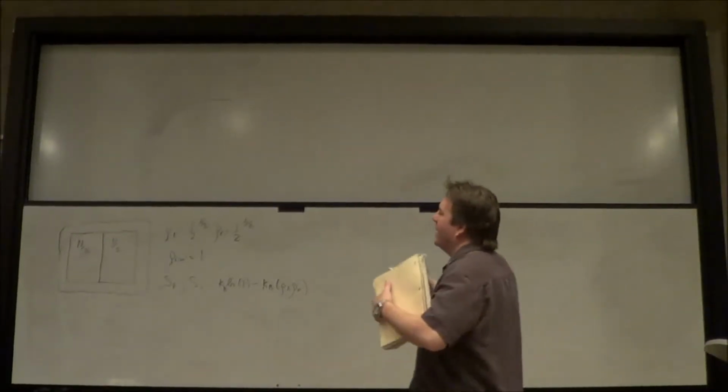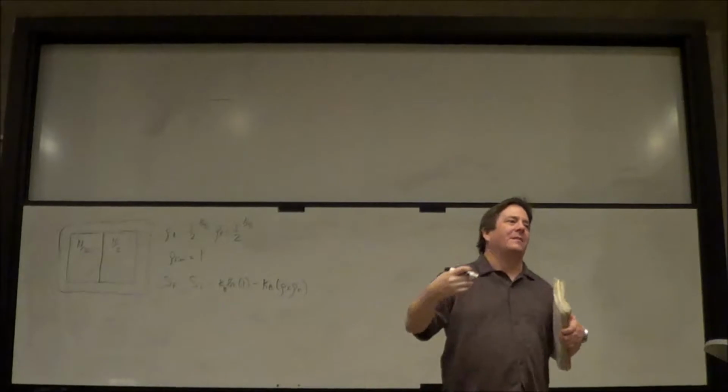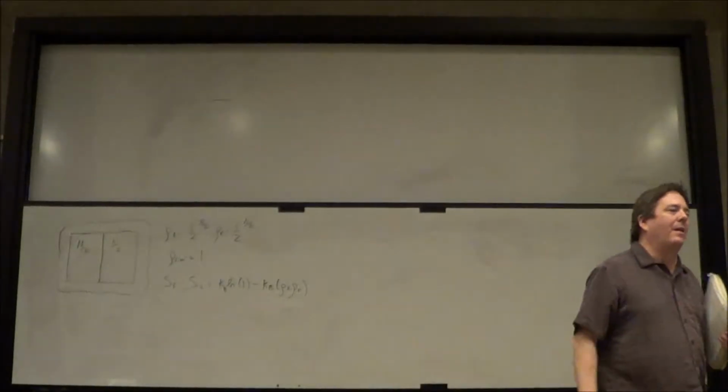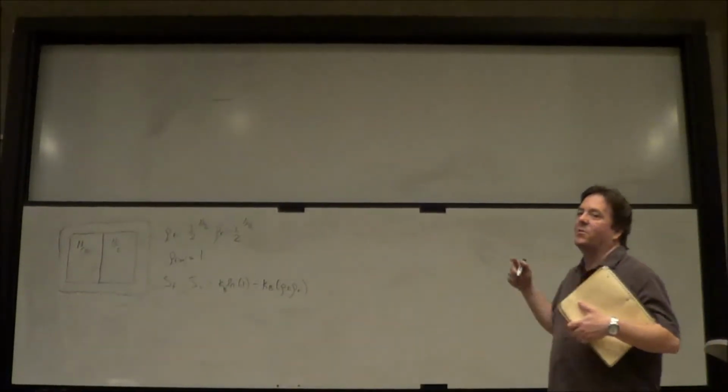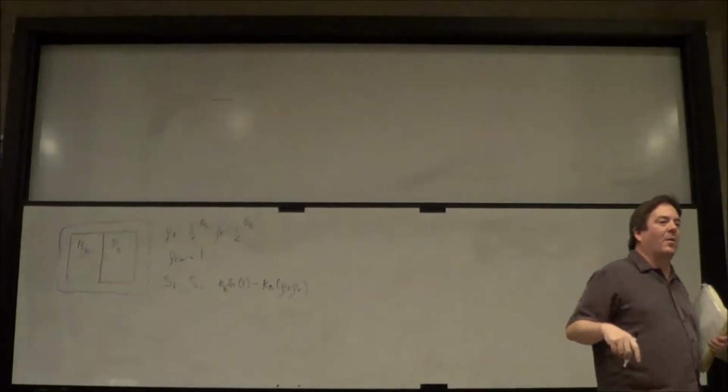All right, so half a mole of nitrogen expands at 298. Find delta U, W, Q, all that stuff. But now you've got entropy: entropy inside, entropy outside, entropy total.